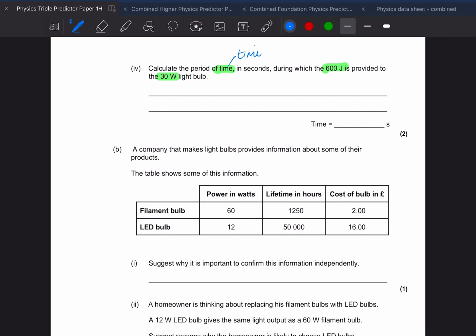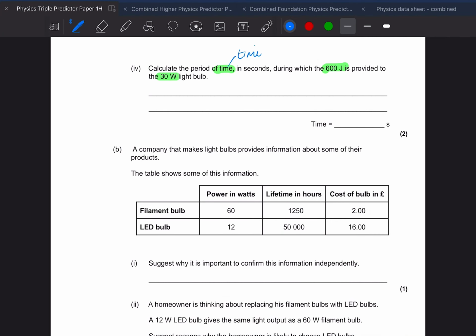That would work. The problem with this one is that time is on the bottom of the fraction, which is fine. It's just a bit more complicated in terms of rearranging. So I'm going to see if there's another one where the time isn't in the fraction. There you go, look. Energy transferred equals power times time. And that's much easier to rearrange. And it's got the same things in. So energy equals power times time.